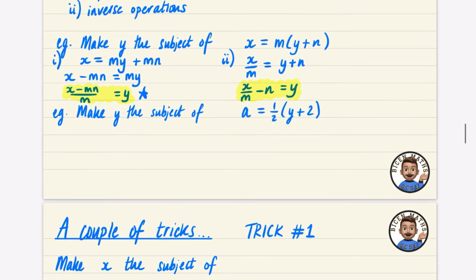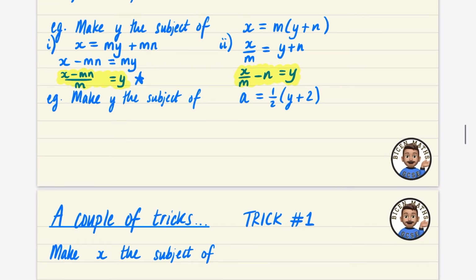Right, let's try this one that we've got here. We're going to make y the subject of this equation. I'm going to do method 1 on this side, and then we'll do method 2 on the other side. So method 1 is going to be expanding the brackets. So a is equal to a half y, and then a half times the 2 that we have. A half times the 2 is going to be 1. So it's a half y plus 1. So I'm going to do a subtract 1 equals a half y.